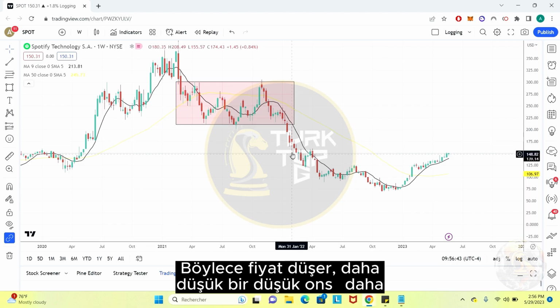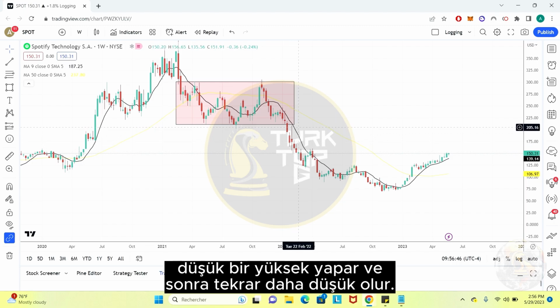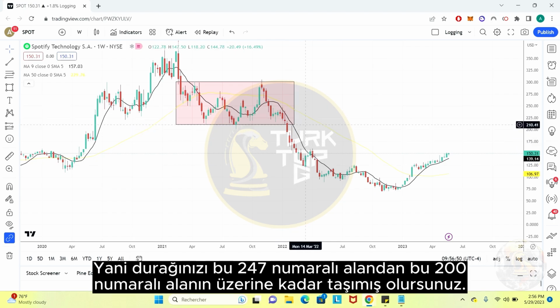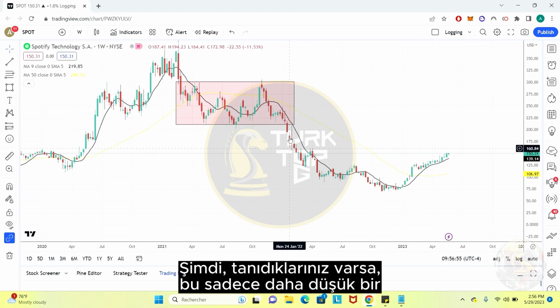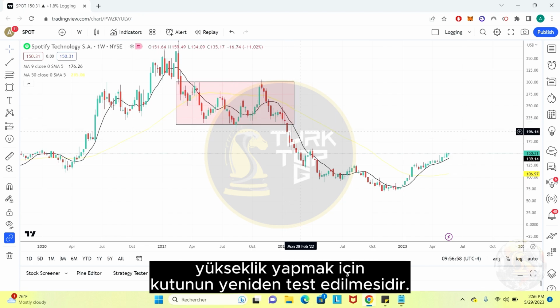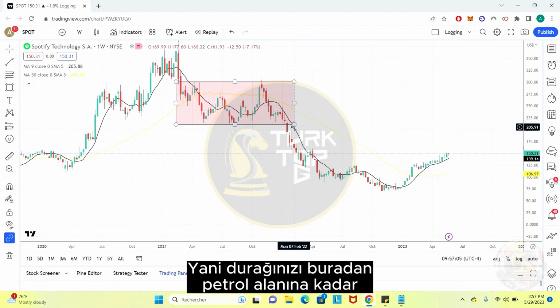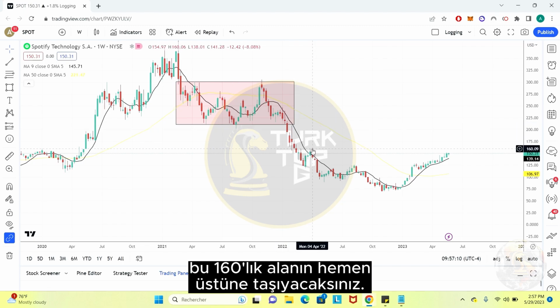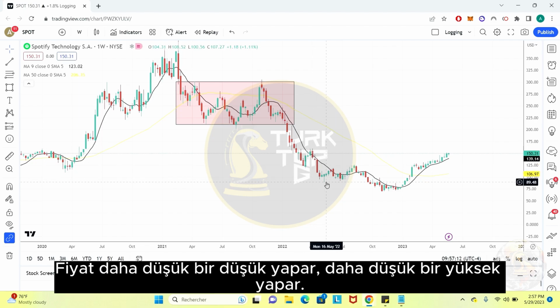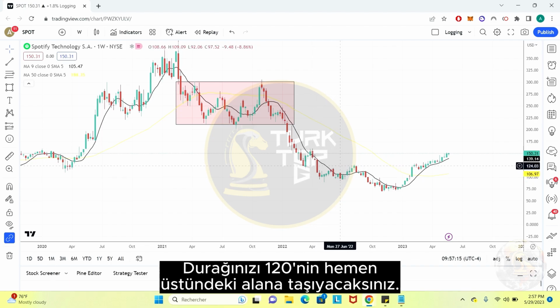So price goes lower, makes a lower low, bounces, makes a lower high, and then goes back lower. So you would move your stop from this 247 area all the way to above this 208 area. Now, if you're familiar, this is simply a retest of the box to make a lower high. After that, price makes another lower low, then makes a lower high and breaks lower. So you would move your stop from this 208 area to right above this 160 area. Price makes a lower low, makes a lower high. You would move your stop to right above this 120 area.